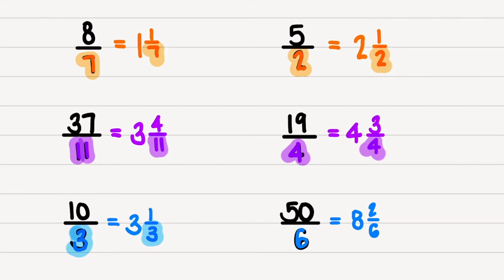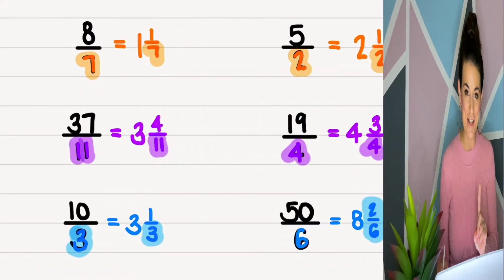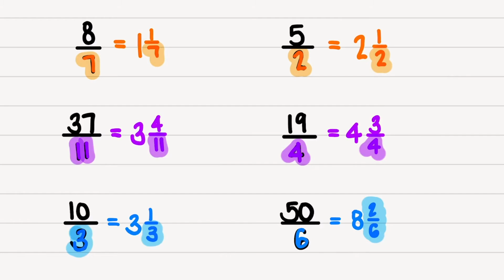Now, if I look at this one, it's a little bit different to the previous ones because 2 out of 6 can still be simplified further. Don't forget to watch the video on simplification of fractions. How can I simplify 2 out of 6 further? So the 8 is going to stay the same and I'm going to say what number goes into 2 and into 6? 2 goes into 2 once, 2 goes into 6 3 times. So that's converting improper fractions into mixed fractions.